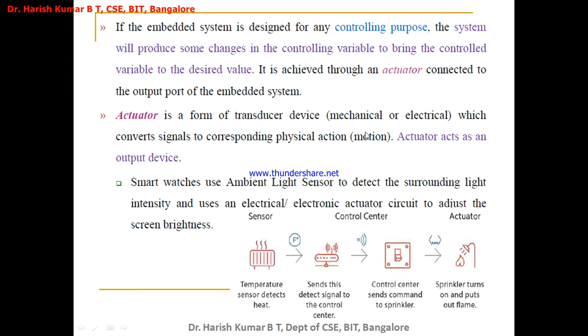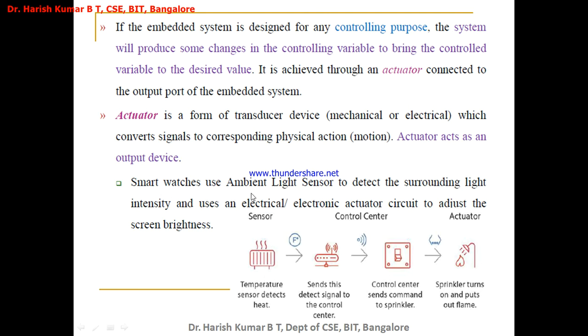It's a device, either a mechanical or electrical device, which converts a signal to corresponding physical action. So this is an actuator. An actuator is an output device, which is basically connected to the output ports of the embedded system. Now here I have an example.